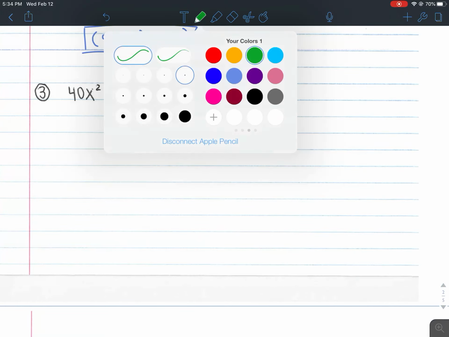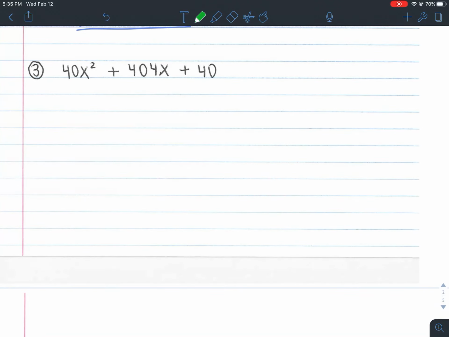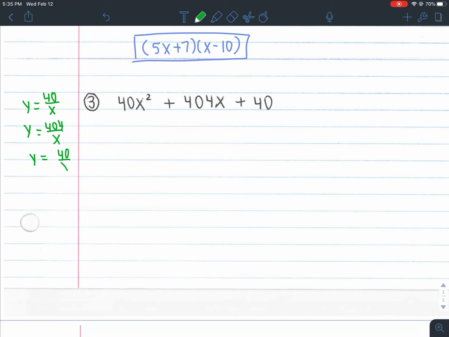First thing I check for is, is this in standard form? Yes, I have a squared, I have a 1, and then I have 0. So that's all good, it's in standard. Then you want to check for a GCF. Now again, if you want to check for a GCF, that's the trick of doing 40 divided by x, and then 404 divided by x. And then since I have a third number, I would also do that by x, but since these are the same, you don't really have to do it twice. And you're going to look for the largest number that the 3 columns have in common.